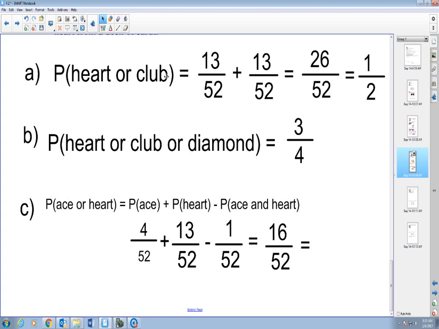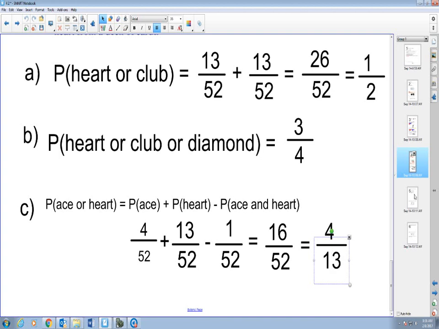The 4 out of 13 is kind of hard to comprehend. So what's easy to comprehend is there are 16 ways to choose a heart or an ace out of 52 possible outcomes. That part is the part we're trying to comprehend. The 4 out of 13 is my simplified answer.